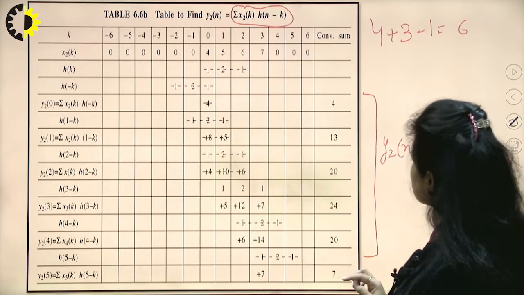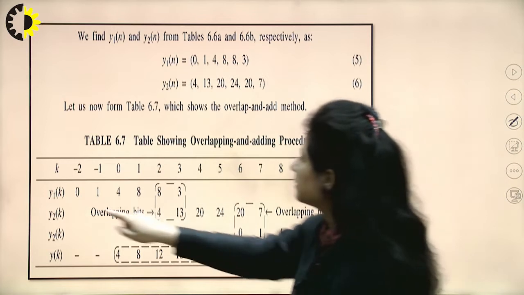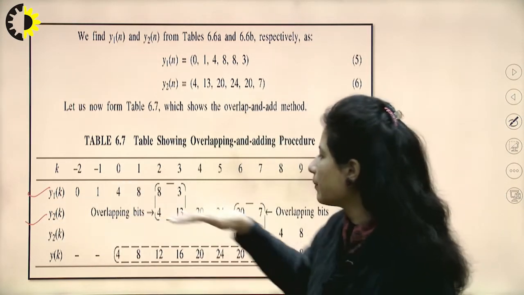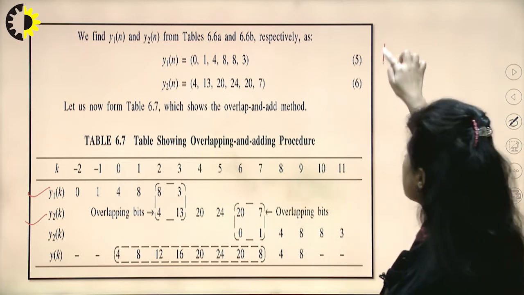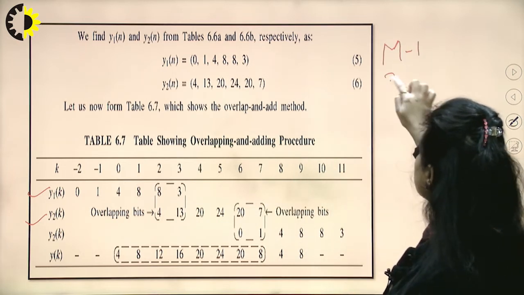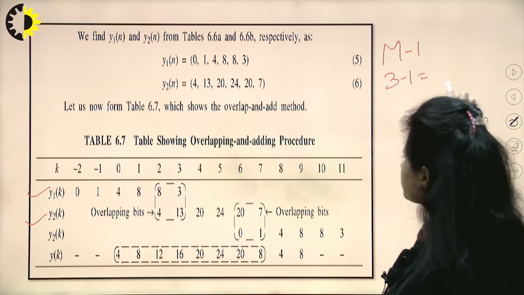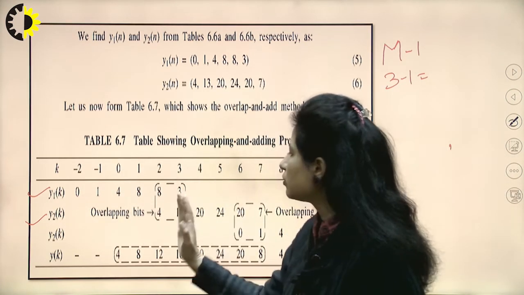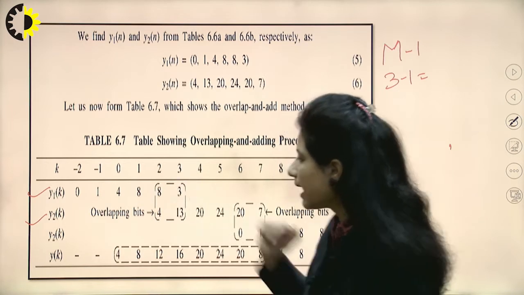I'll write down these two sequences here, y1 and y2, in a way that they overlap with each other. Overlap by the amount m minus 1, that is 3 minus 1, which is 2. So the last 2 bits and first 2 bits of these two sequences overlap.